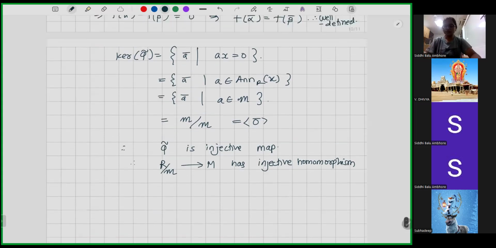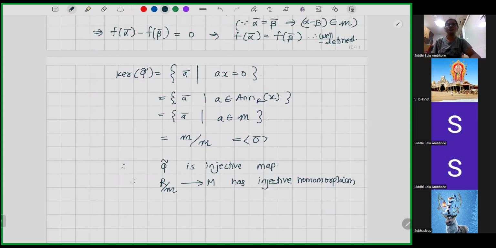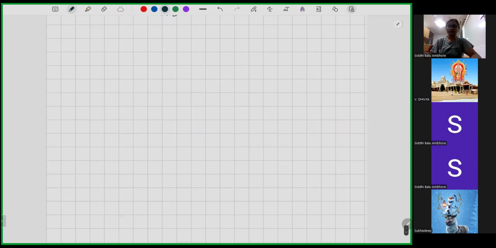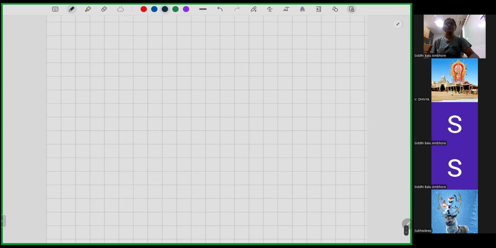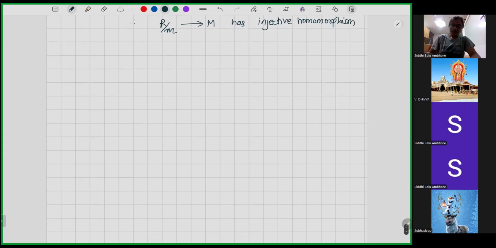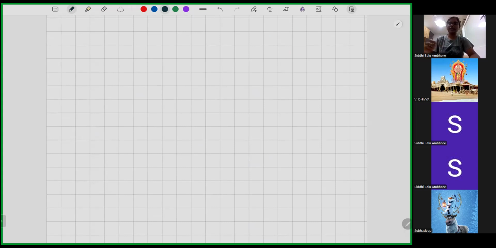Is it clear now? Any doubts? Please let me know. Okay. I hope I'm still audible and visible, and you can all hear me, and what I'm saying is understandable. Okay, so this statement was true, and we could give an injective homomorphism from R mod M to M. So let us move to the next question.